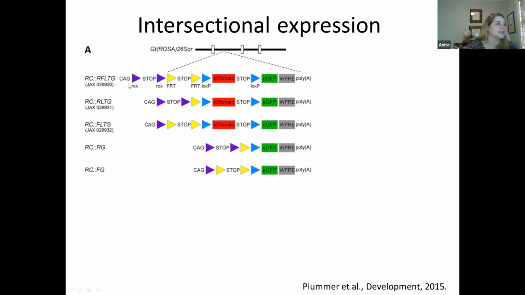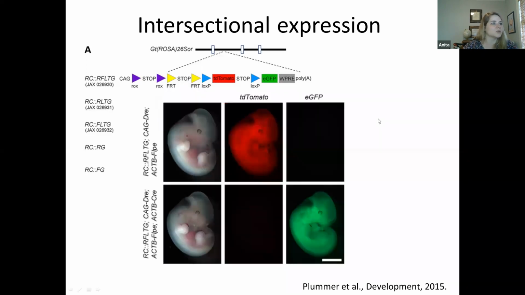So basically they had stop codons. In this case, it was a more simple design where they just had similar orientations and they just flanked stop codons to get expression of either tdTomato or GFP in certain cells, depending on the presence of DRE or Flp or Cre recombinase. This was reported in 2015. Here you can see they made different constructs, but essentially the one listed on the top.